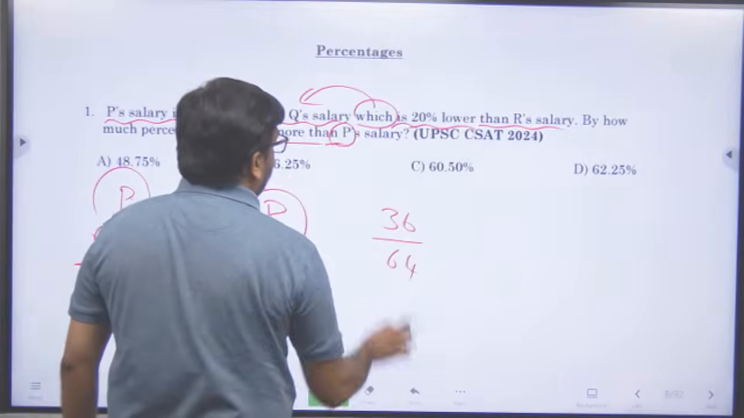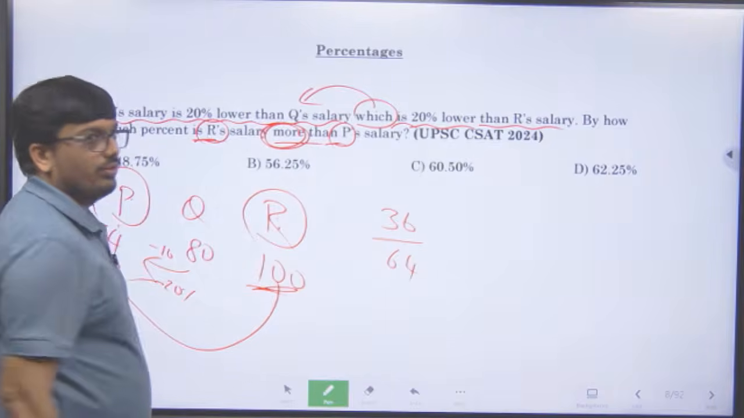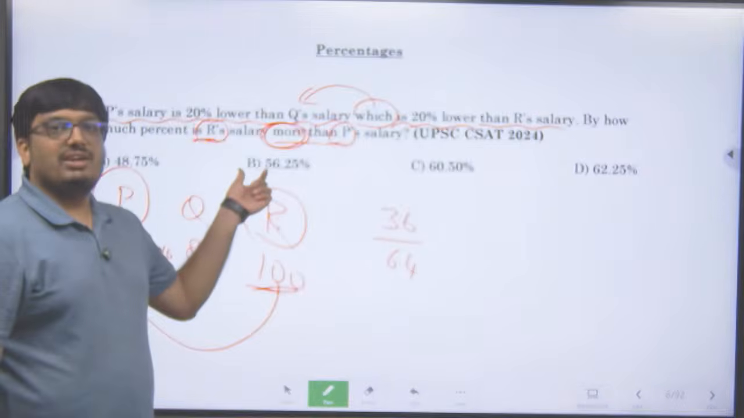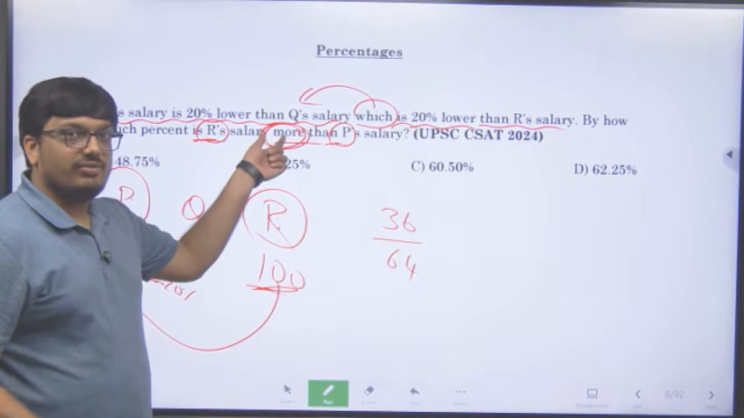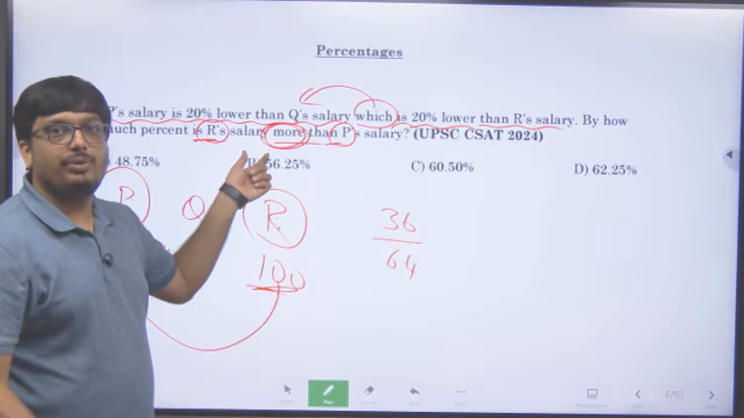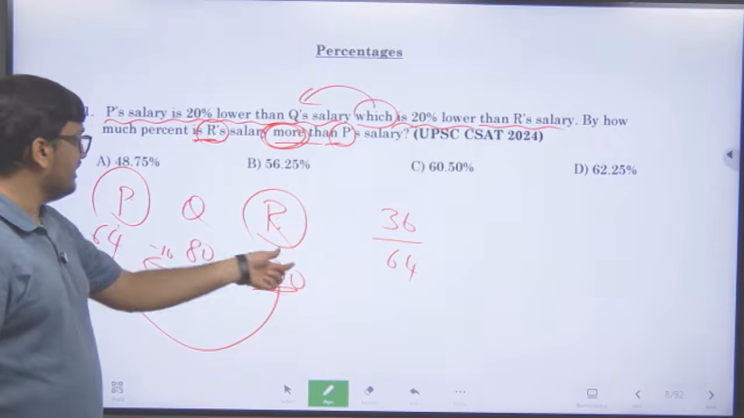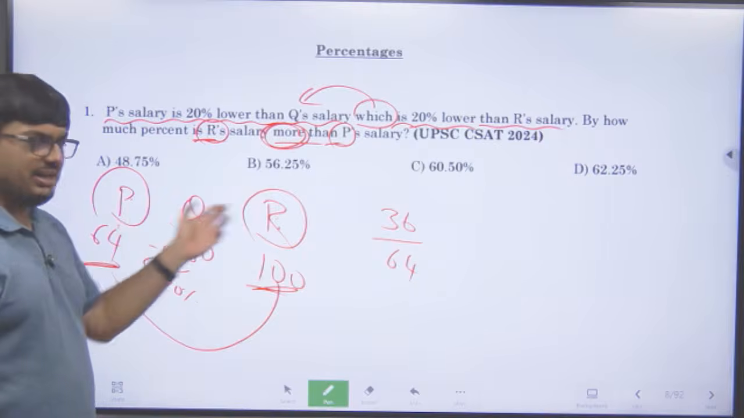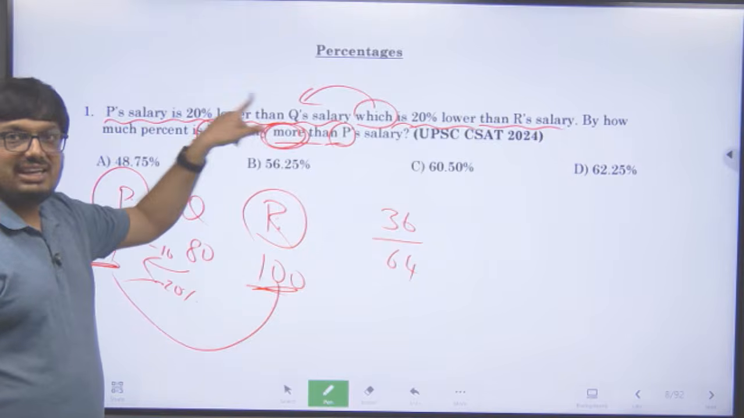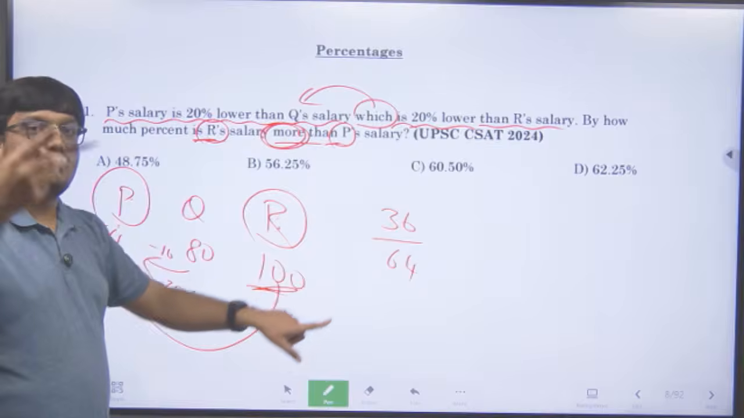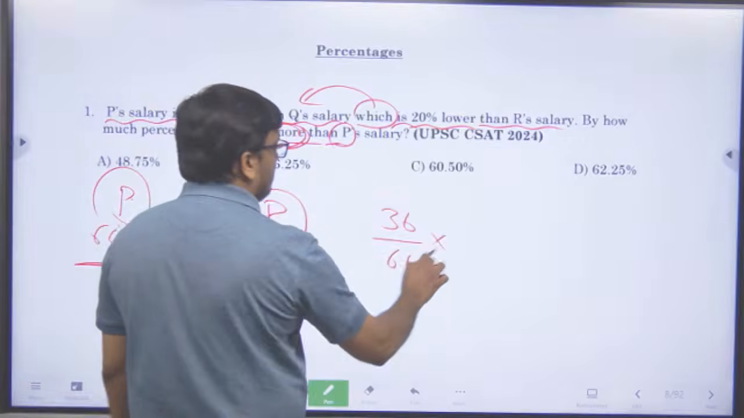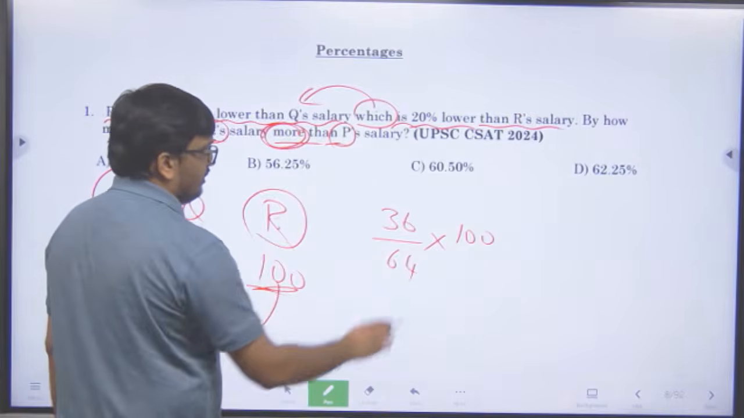Here there is the keyword more. Always we will compare. More means what? We will compare with the lesser person, who will be having the lesser amount. Who will be having the lesser amount between R and P? P. So write 64. If it is less, in the denominator you should write the more amount. Then since it is percentage, multiply by 100.